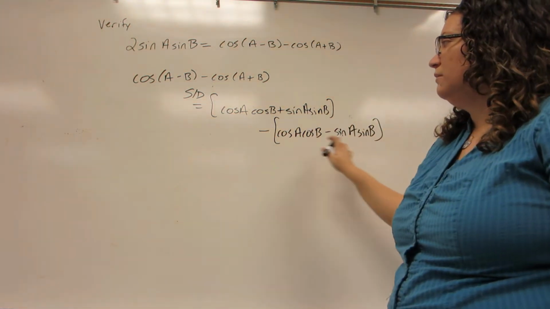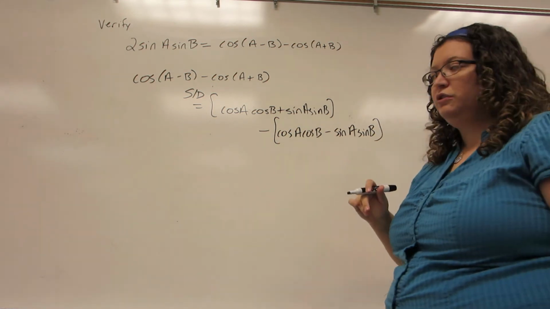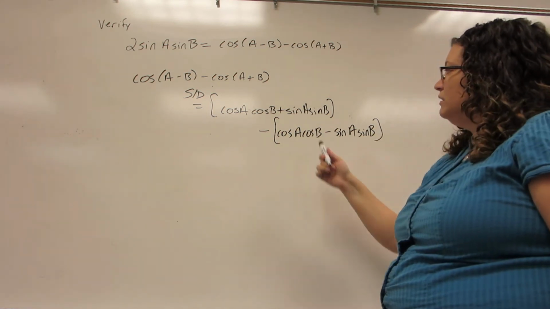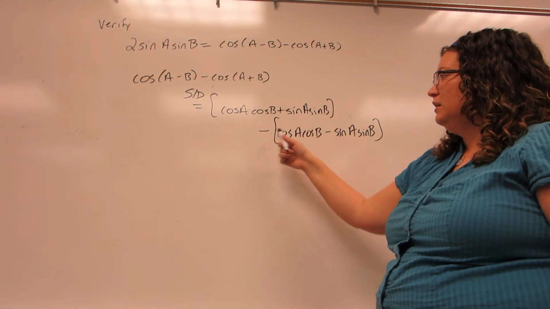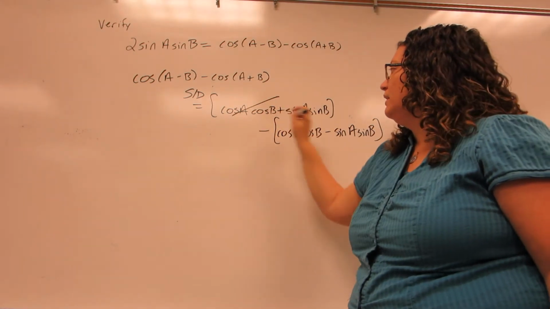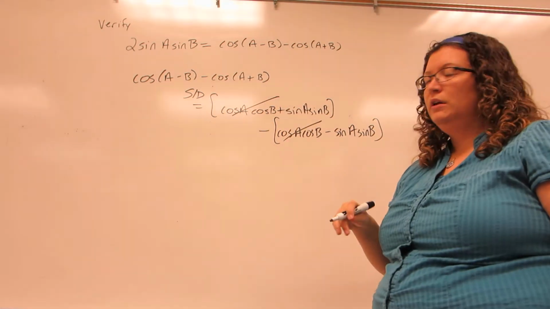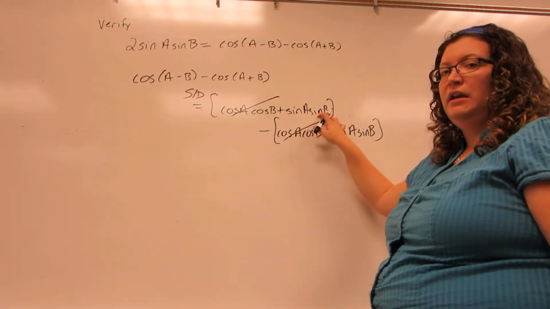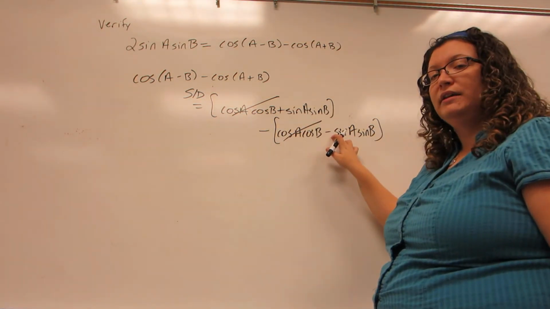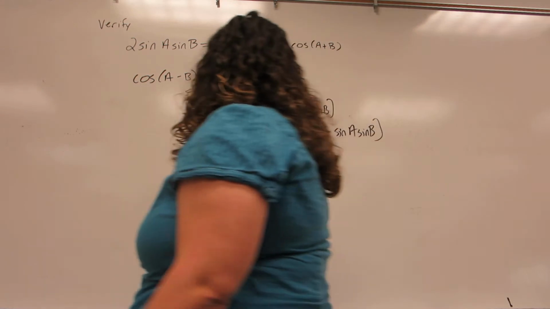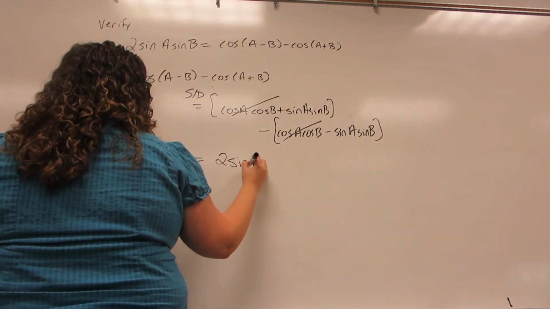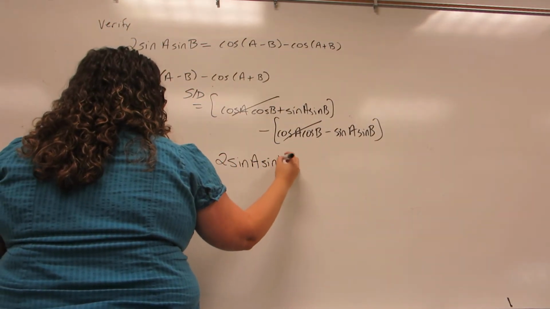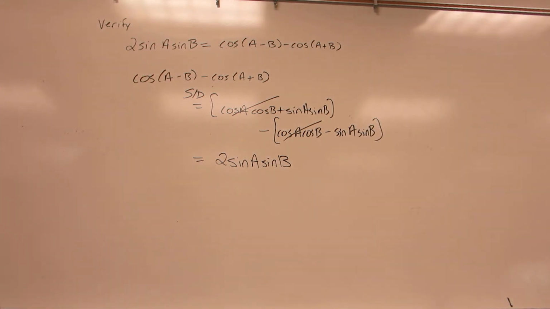And you need some kind of parentheses so that this negative sign will distribute. Now we notice that the cosine A cosine B and the cosine A cosine B cancel because of the minus in the middle. And I'm left with sine A sine B minus a negative, or plus, sine A sine B. So there are two of them. So I can add them together, and I get my original left-hand side.